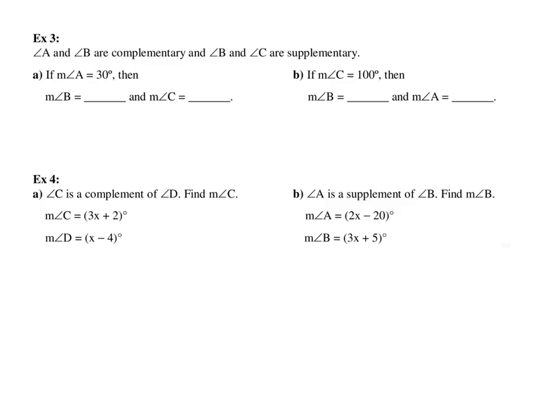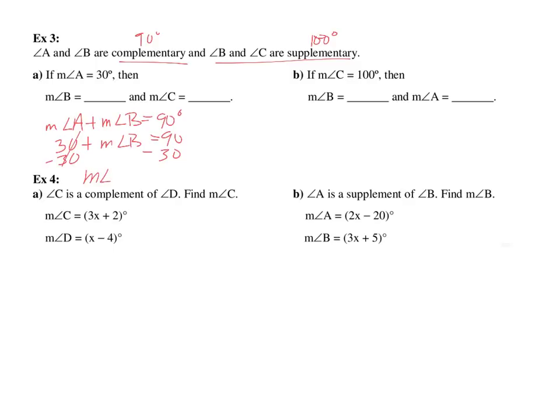All right, example 3. A and B are complementary, and B and C are supplementary. Okay, so A and B add up to 90, but B and C add up to 180. Okay, so measurement of angle A is 30 degrees. I know measurement of angle A plus measurement of angle B is 90. So I have 30 plus measurement angle B equals 90. Subtract 30. And measurement angle B is equal to 60.